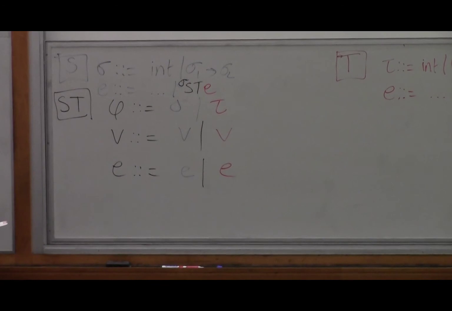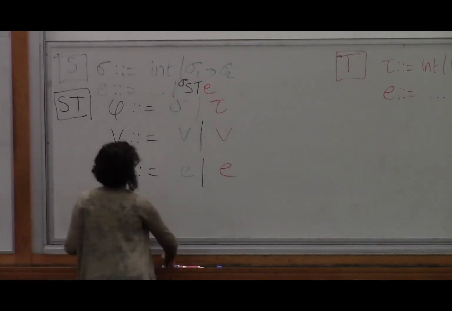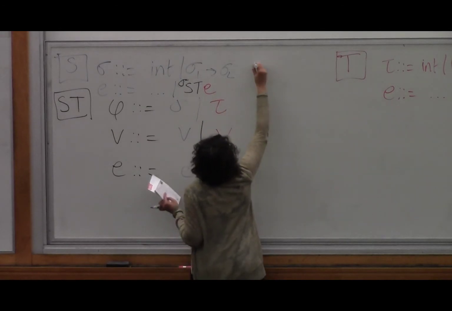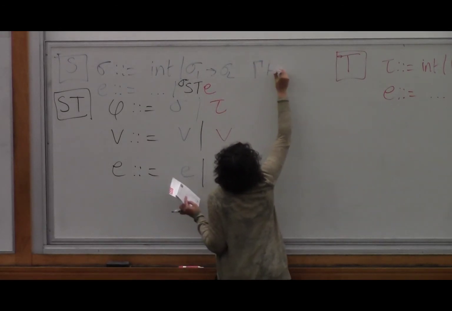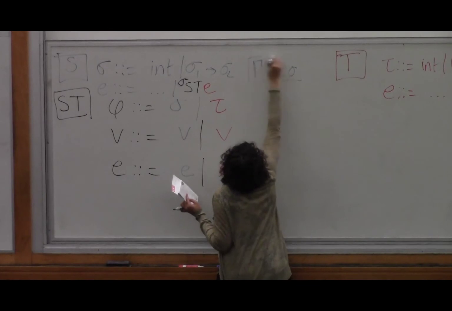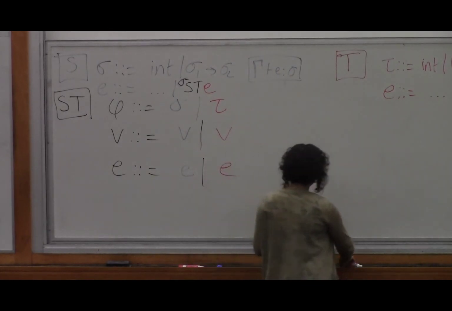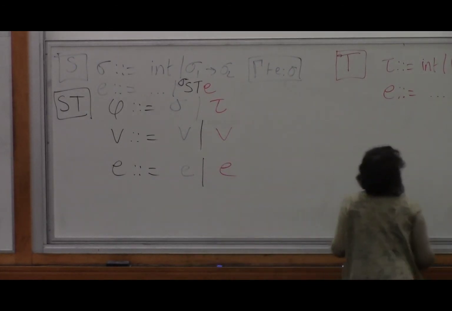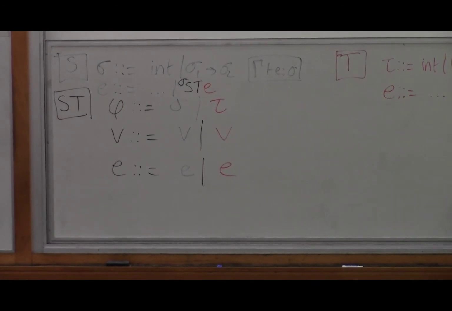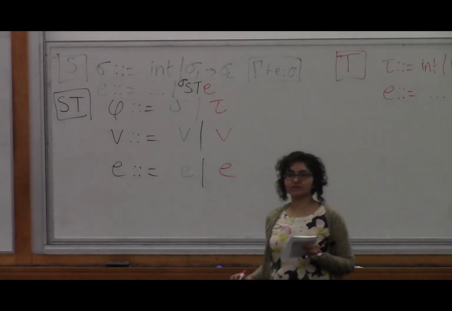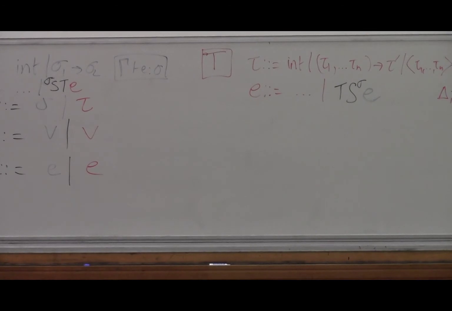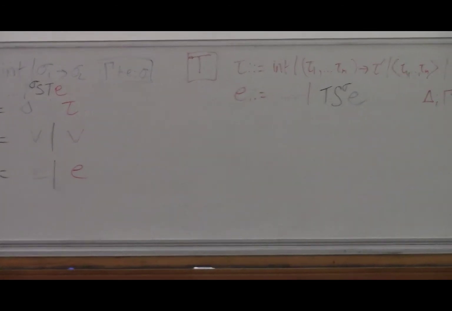Okay. Now, remember that typing judgments in the blue language had the form gamma ⊢ E : sigma, right? But our typing judgments in the red language had the form delta, gamma ⊢ E : tau. Now our next question is, what is the shape for the typing judgments in the multi-language? How do we bring these elements together? Right?